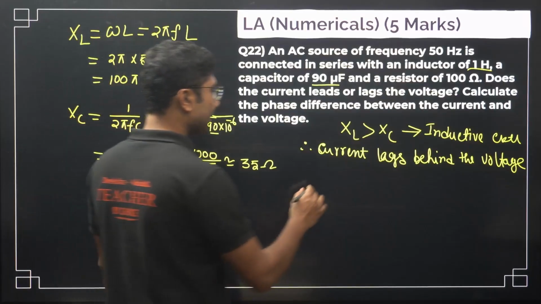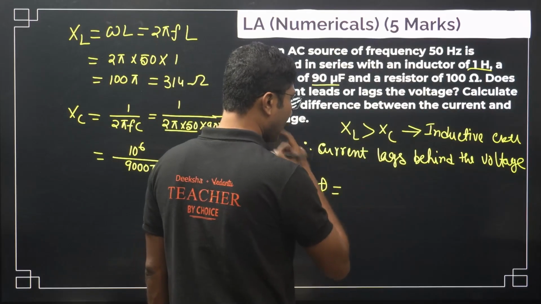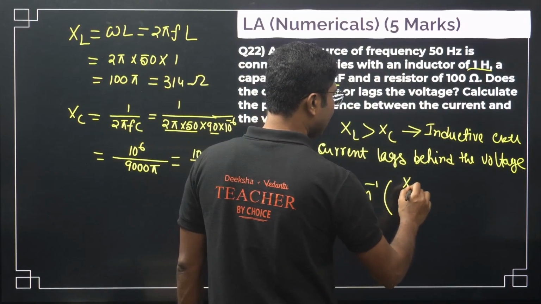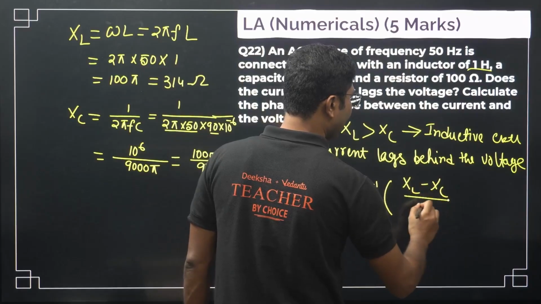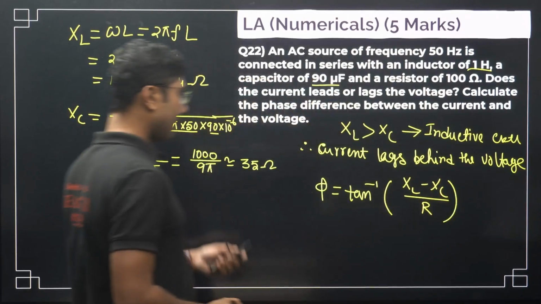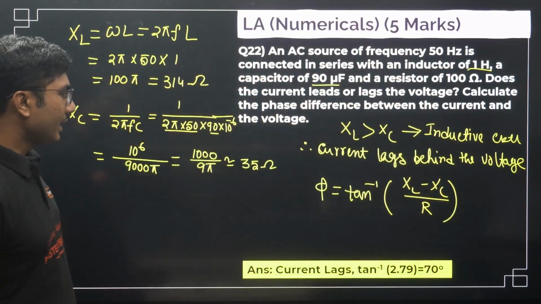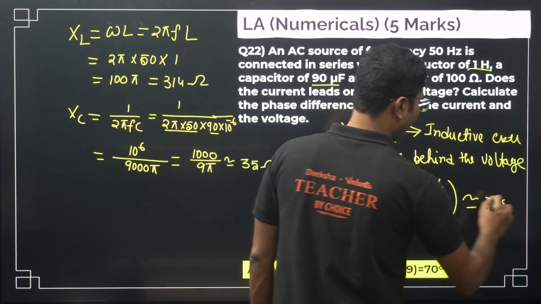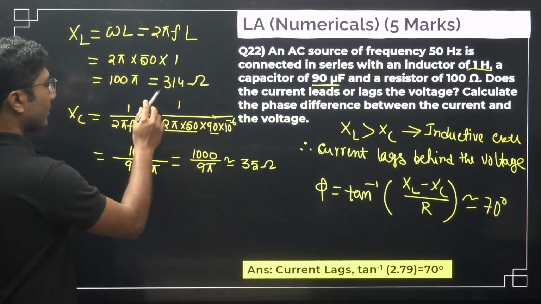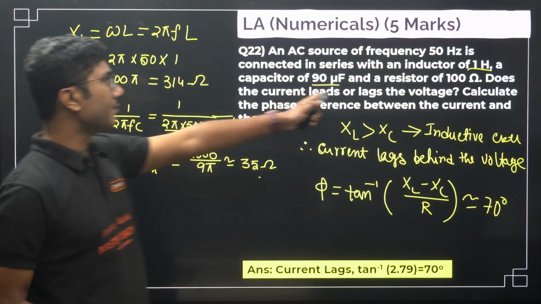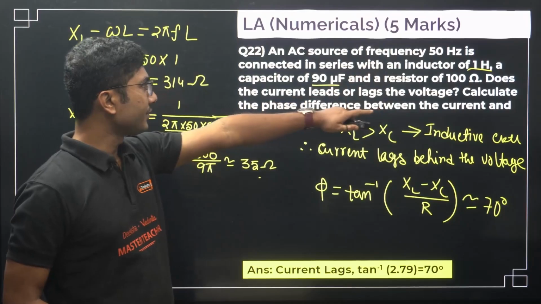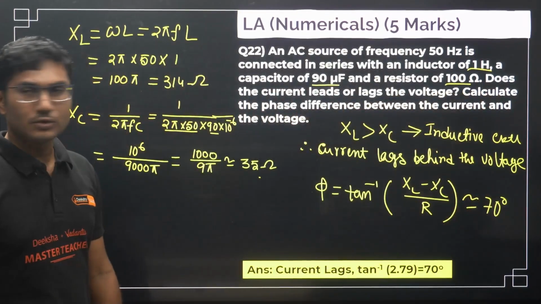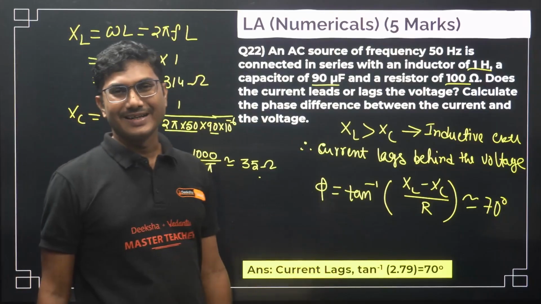Now what is phase difference? Phase difference is given by tan inverse of XL minus XC divided by R. Put that value and you can calculate the angle. So it will be about 70 degrees. If you put these values, 314 minus 35 divided by the resistance, which is 100, and calculate that, you will get tan inverse 2.79, about 70 degrees.